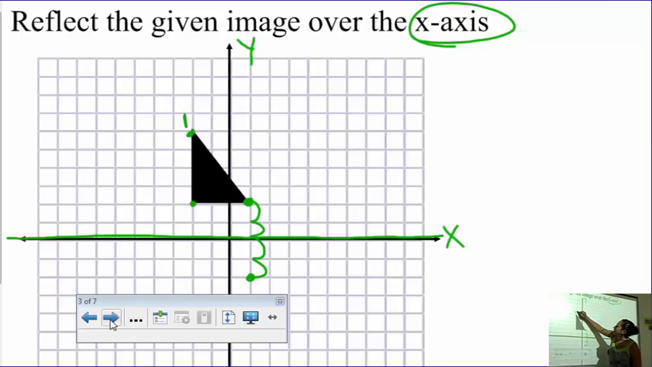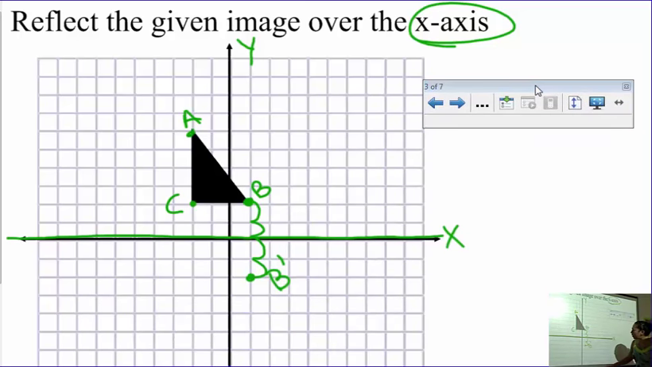Just for fun, I'm going to name these A, B, and C so that we can talk about it a little bit easier. All right, so where is C going to end up? Well, it's also 2 away, so we're going to go 2 down the other way. Here's C prime. A is 1, 2, 3, 4, 5, 6 away from the x-axis. So we've got to go 6 down. 1, 2, 3, 4, 5, 6. And here is A prime. So we're going to go ahead and draw in our triangle. And we now have the reflection over the x-axis.